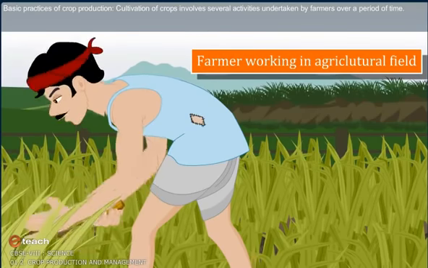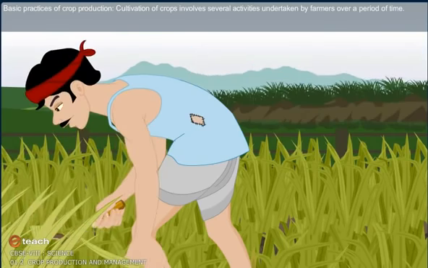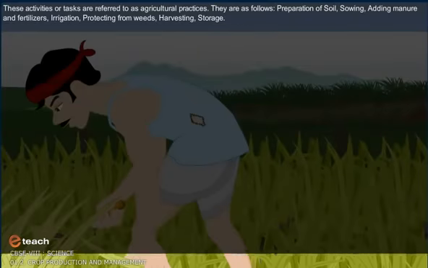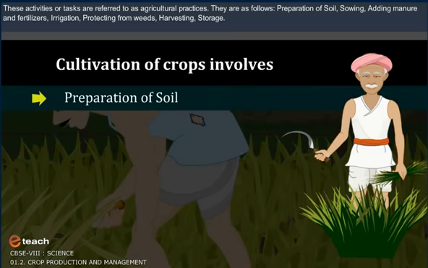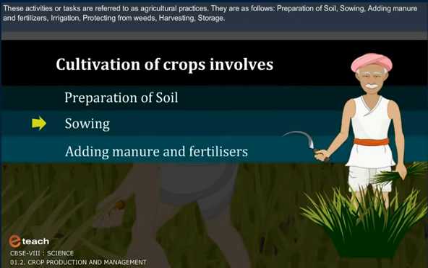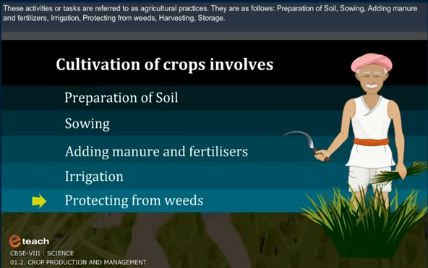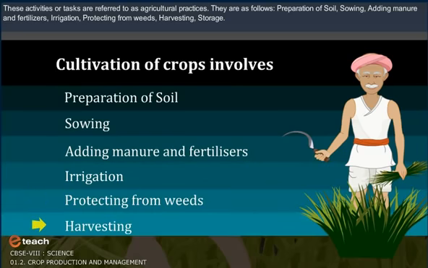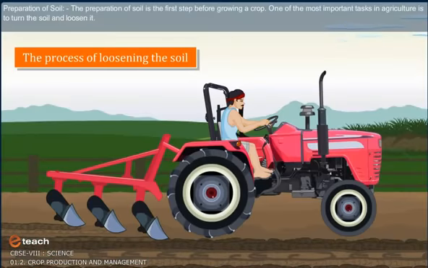Cultivation of crops involves several activities undertaken by farmers over a period of time. These activities or tasks are referred to as agricultural practices. They are as follows: preparation of soil, sowing, adding manure and fertilizers, irrigation, protecting from weeds, harvesting, storage.